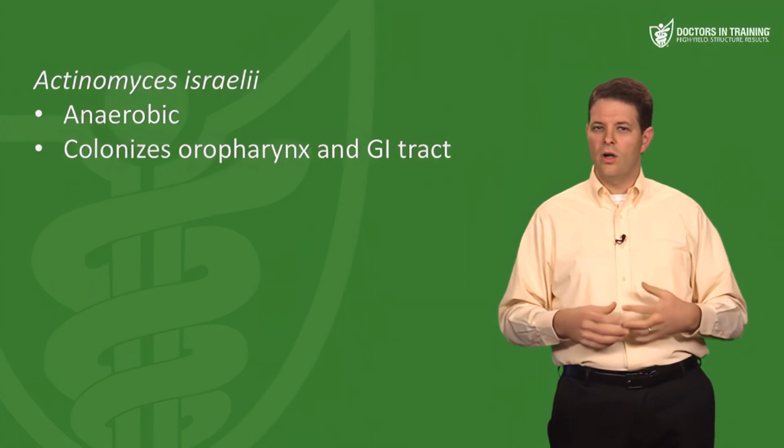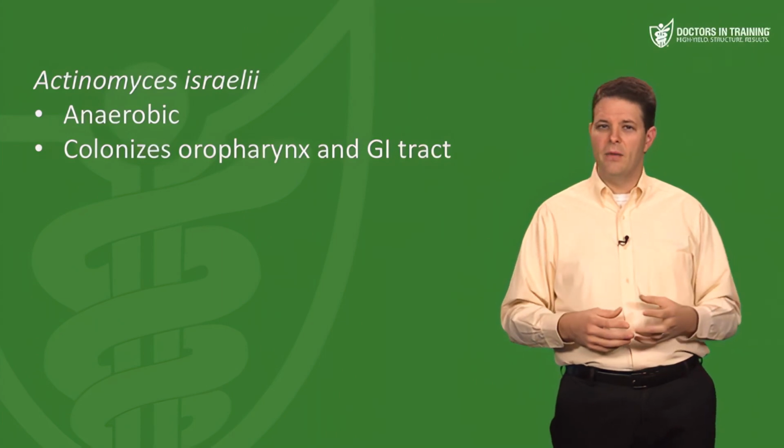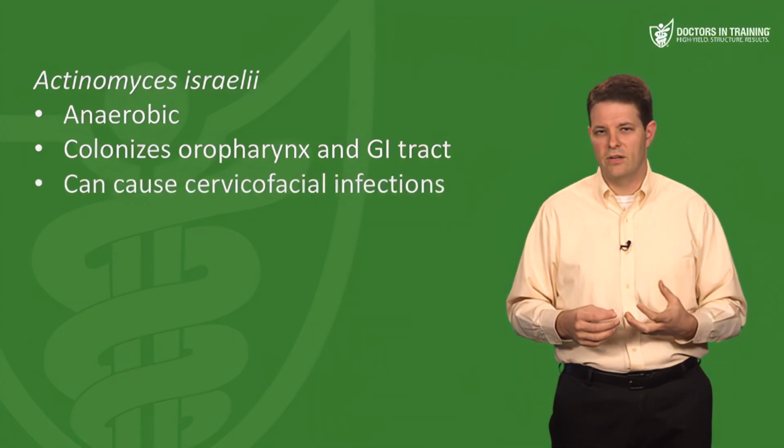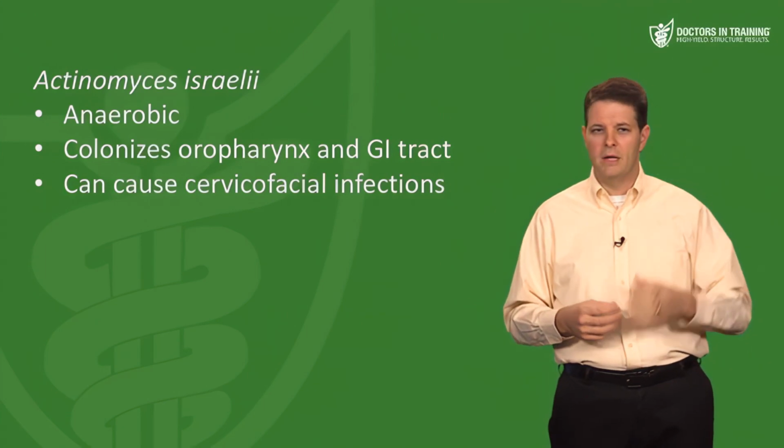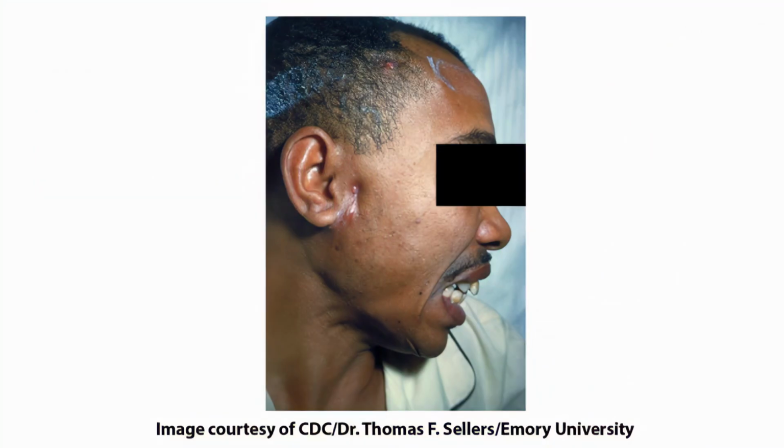Usually they don't cause any problems, but occasionally Actinomyces will cause cervicofacial infections, infections around the face and neck. Usually it's in the area of the jaw, the mandible. So this man has developed an Actinomyces infection near the TMJ, the temporomandibular joint. Usually what you see is inflammatory changes on the skin, then development of sinus tracts that drain pus and what we call sulfur granules.